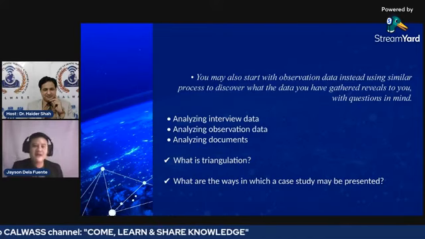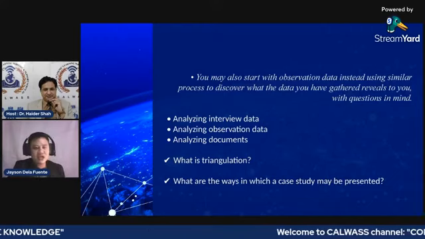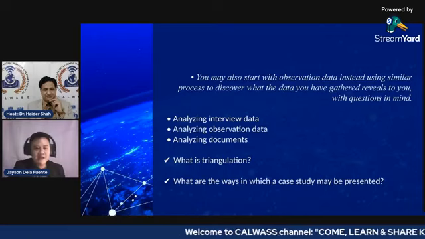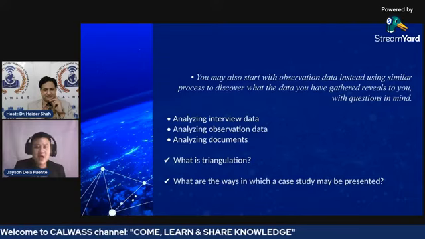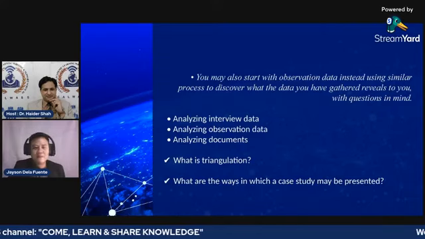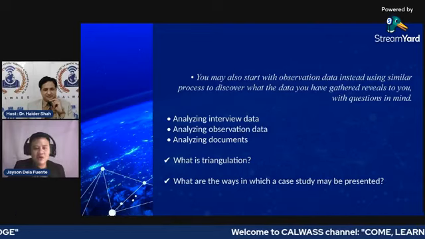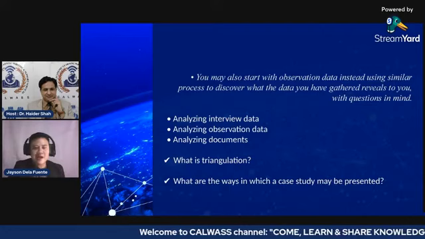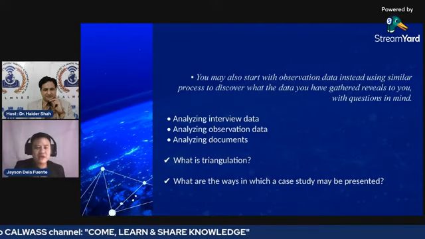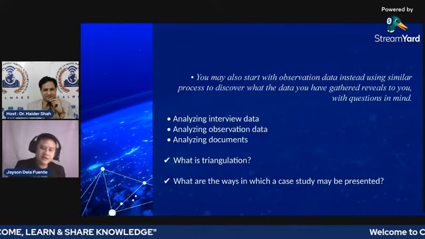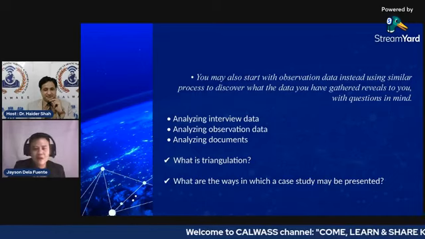Or maybe you may go into triangulation. You are going to validate your findings or your themes through this technique, triangulation. Okay, you may validate it against the printed materials that are available, or you might triangulate your data to other findings of other authors, or you may triangulate your data as to different sources, as to other persons or other participants. Okay, what are the ways in which a case study may be presented?